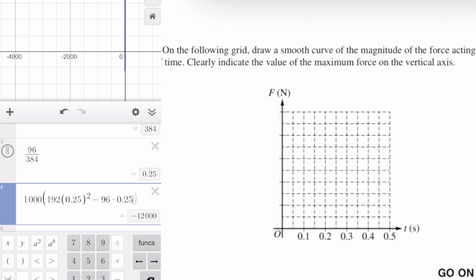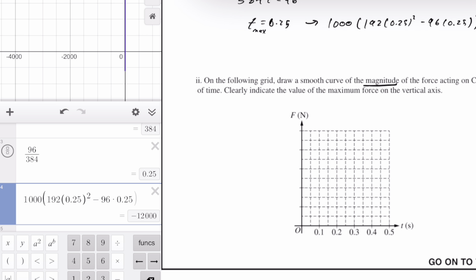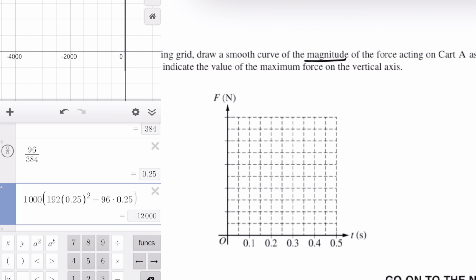On the following grid, draw a smooth curve of the magnitude of the force acting on cart A as a function of time. Clearly indicate the value of the maximum force on the vertical axis. Okay, so for this, you may be thinking, oh, well, the force is negative, so it's like that. No, there's nothing down here. They don't give us axes. So the magnitude means it's going to be positive.